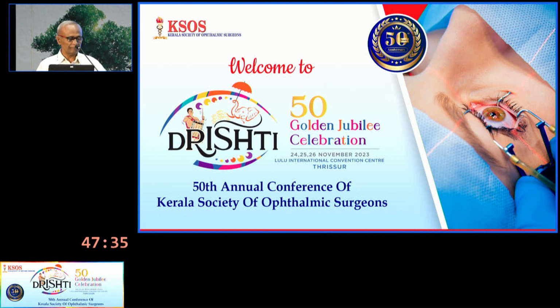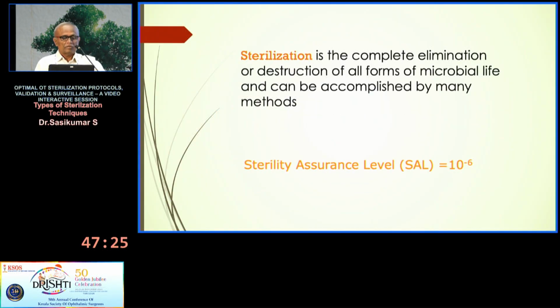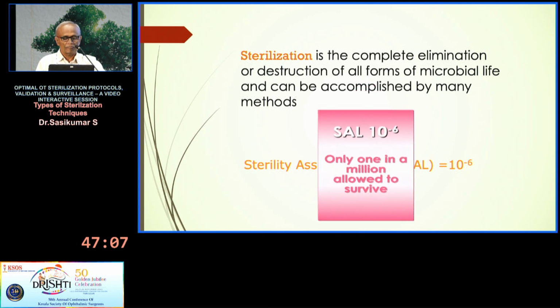Good afternoon everybody. I will be dealing with the types of sterilization techniques that are available. Sterilization is the complete elimination or destruction of all forms of microbial life and can be accomplished by many methods. It is expressed as the sterility assurance level, which is 10⁻⁶, that is 1 in 1 million spores can survive after the sterilization process.